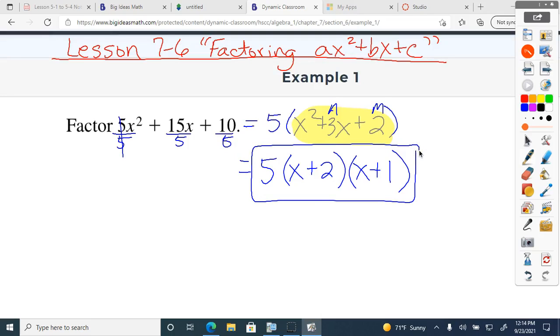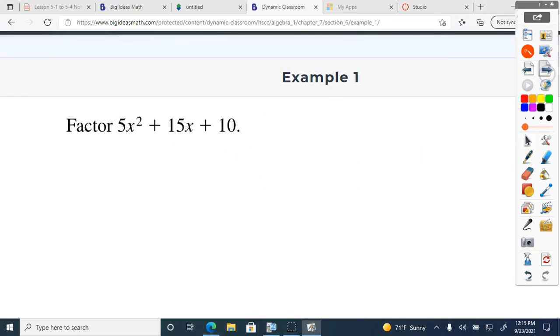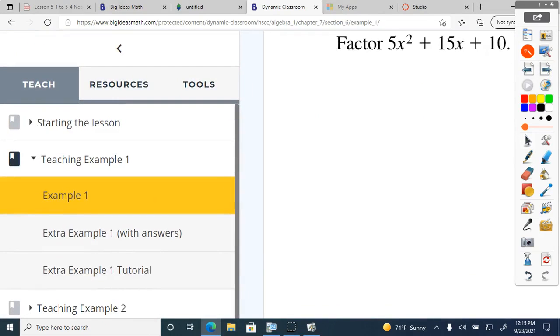So, that one we had one extra step. We had to take out what first? The common factor. We had to take out the 5. Always look for the common factor first. Every single time. Everybody good? Okay. Let's do another one like that.